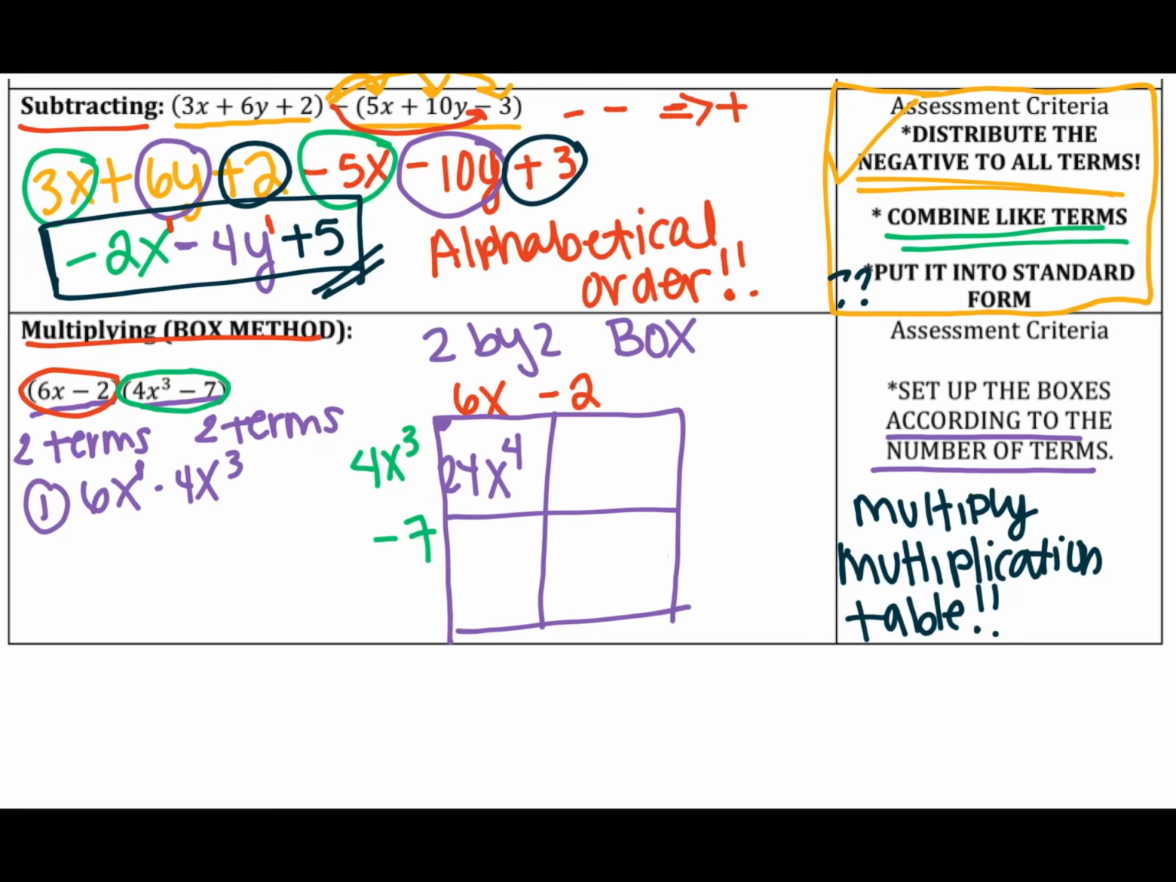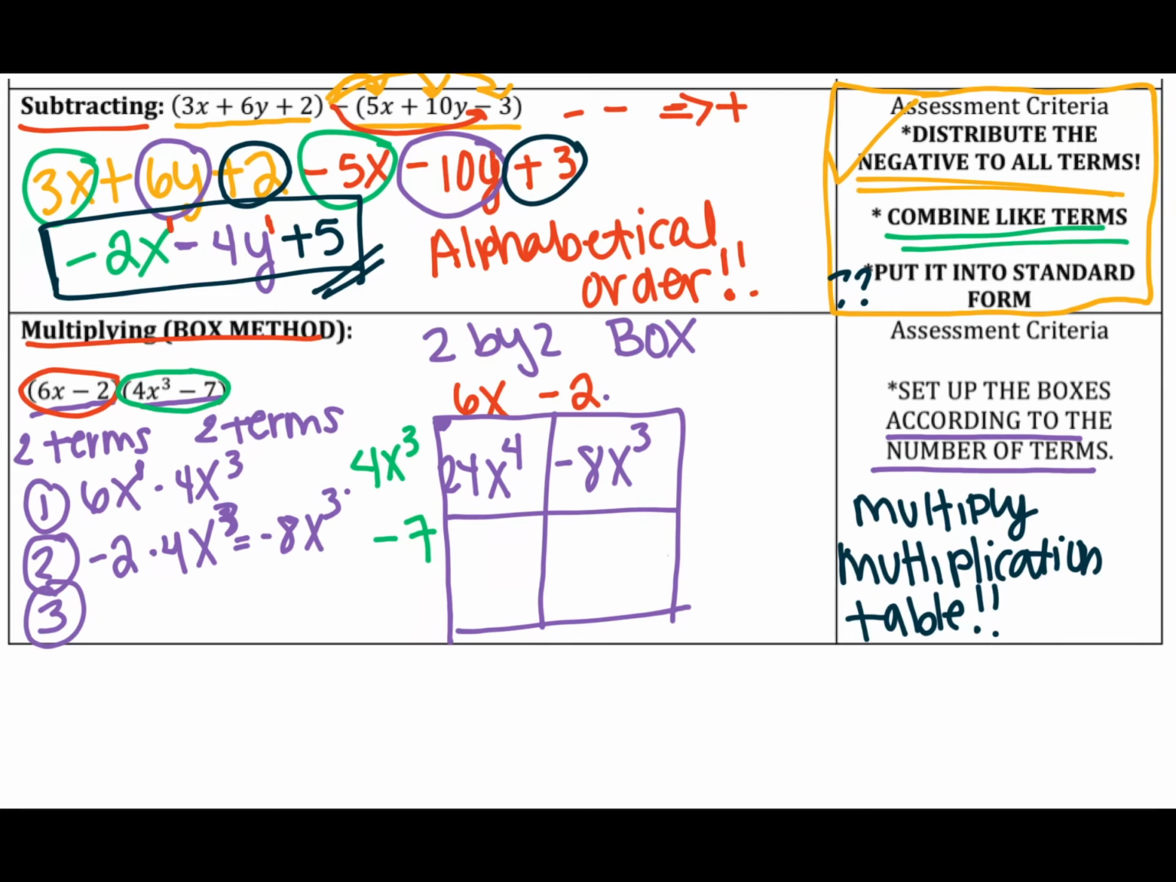Now the second box is going to be, and I like to just go across, I'm going to multiply this negative 2 with the 4x to the third. So negative 2 times 4x to the third. And that is going to give me, well, 2 times negative 4 is negative 8. And then we're going to leave x to the third. We can't really multiply that because there's no other variables there. So this box will be negative 8x to the third power. And let's continue. We have 4 boxes, so we have 2 more to go.